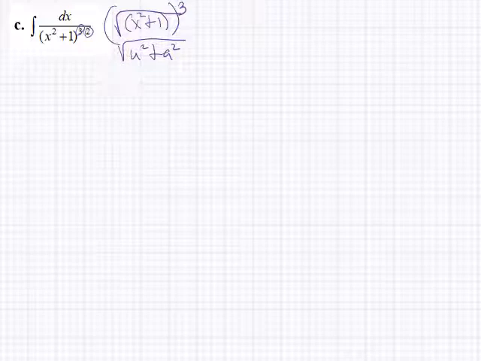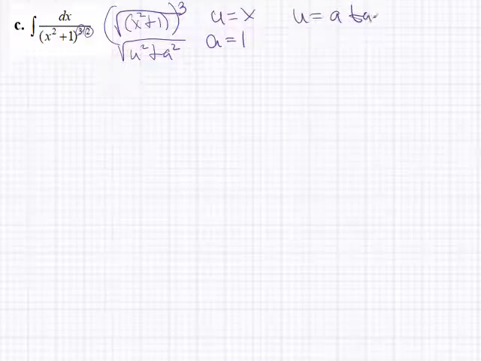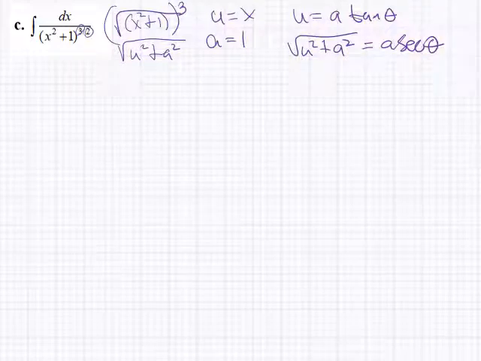So what are we going to do? We're going to say u has to equal x. A would be 1. The substitution that goes along with this is to let u equal a tan theta, so that the square root of u squared plus a squared can equal a secant theta. Okay? And I always think it's good to write this down so you remember it. The more you write it down, the more you'll commit it to memory.